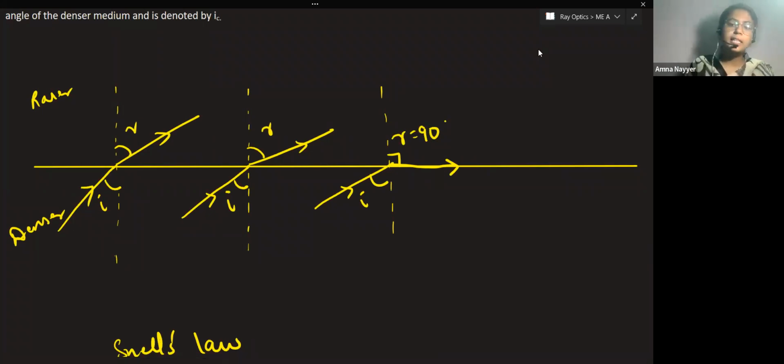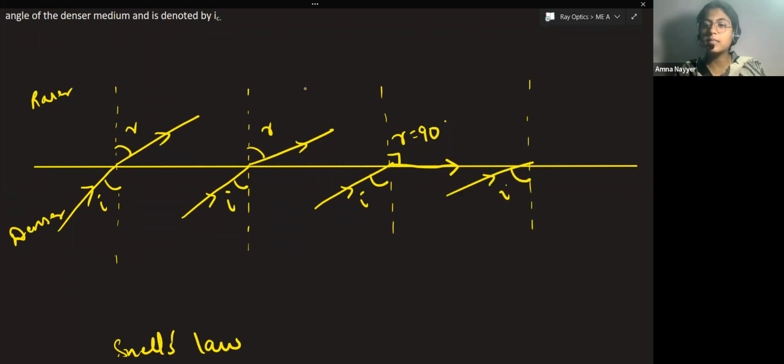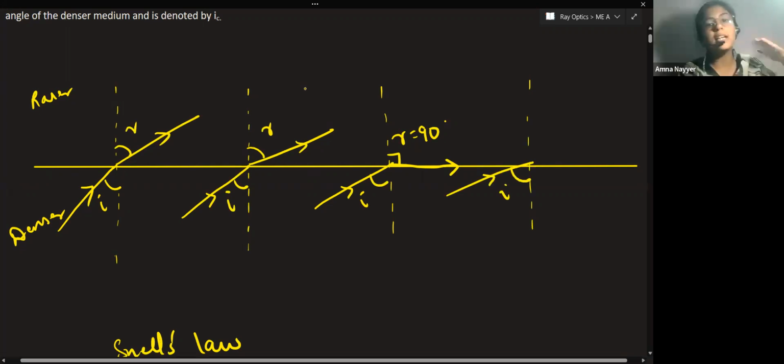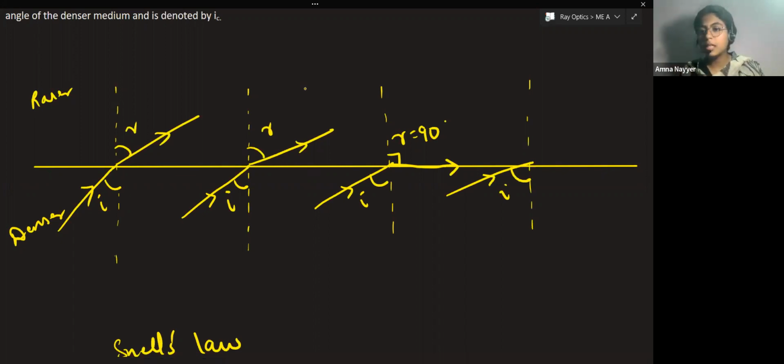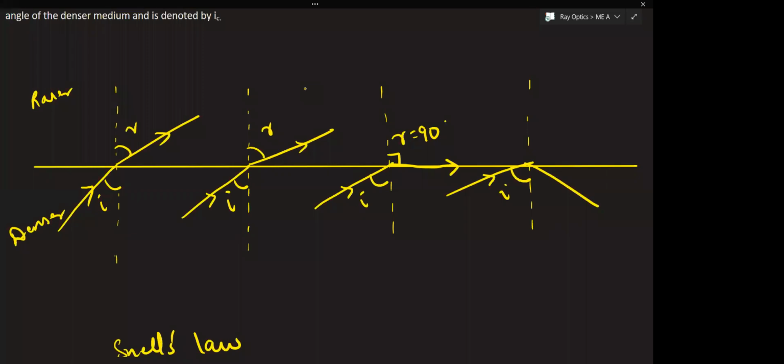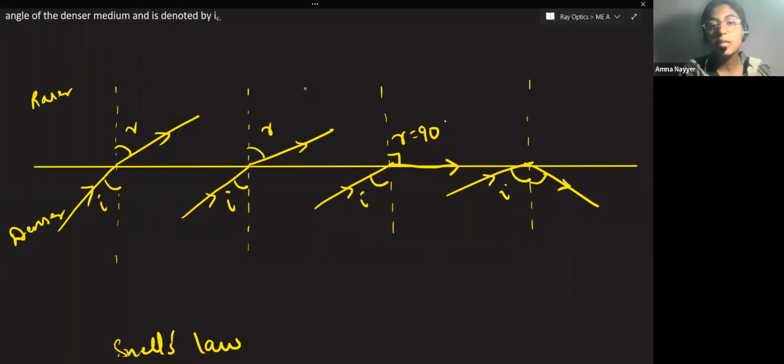Fine. Now I'm again increasing this angle of incidence, even more than this angle. Now, where will the ray go? It has already grazed over the surface in the previous case. In this third case, where will it go? It will come back here only, down in the same medium. So, this is known as total internal reflection.